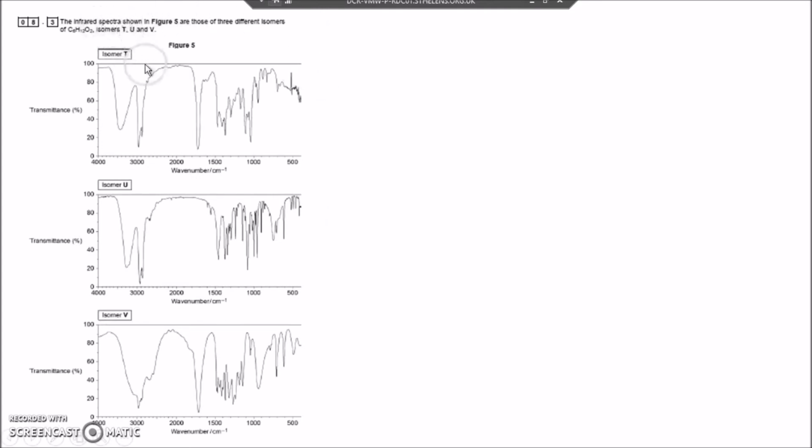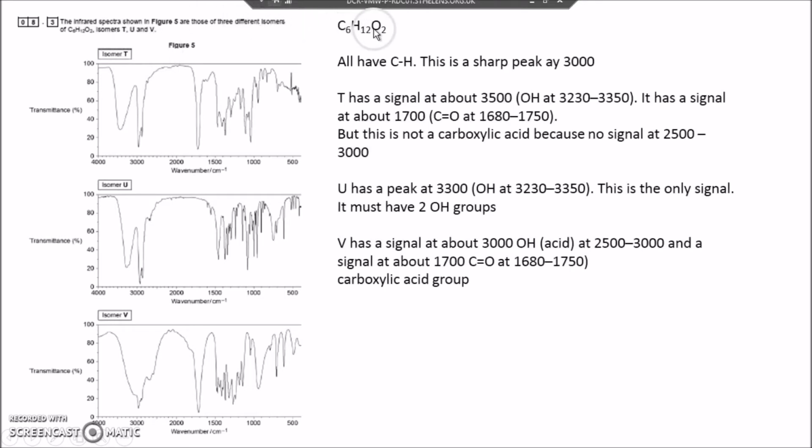Identify from the infrared spectra, we've got C6H12O2 and I've got to find out what's in each. Well, they've all got a CH, so CH is at 3000, so this peak here is 3000, that's the CH, and the CH here is hidden by a broader peak here. This one's an OH, so it's got an OH, a broad peak at around about 3500, and this one has got an OH as well, a rather broad peak at around about 3000.